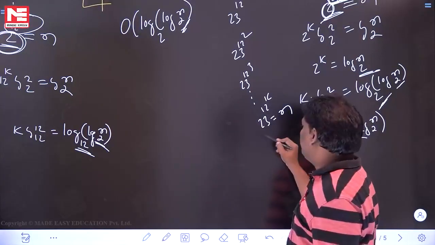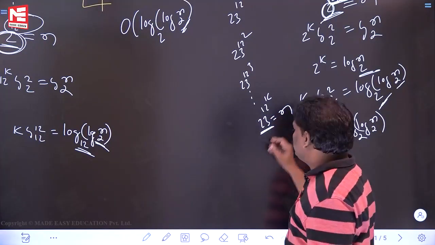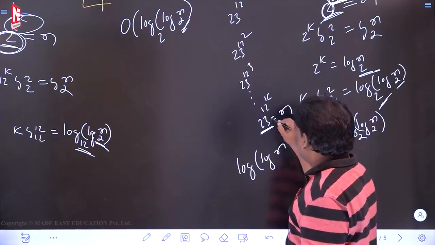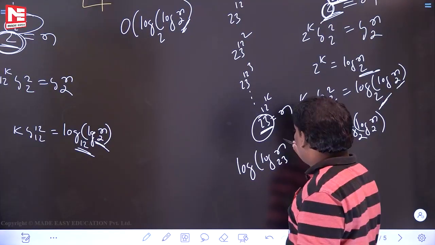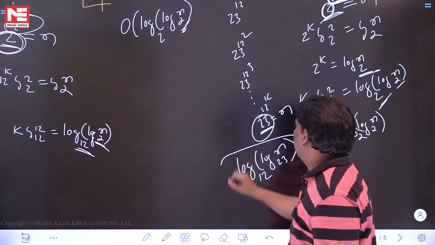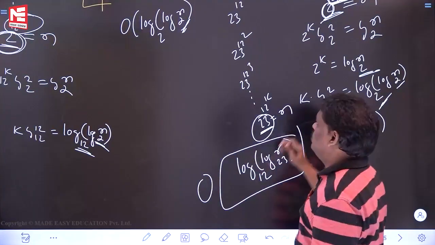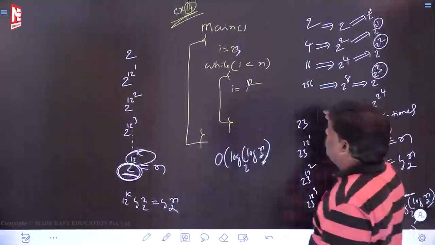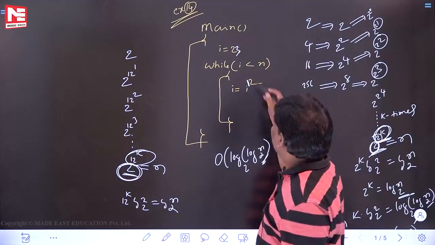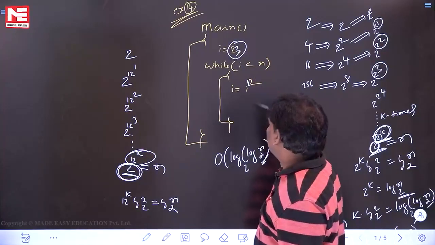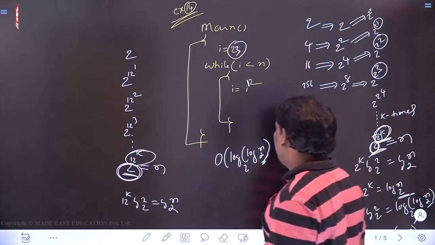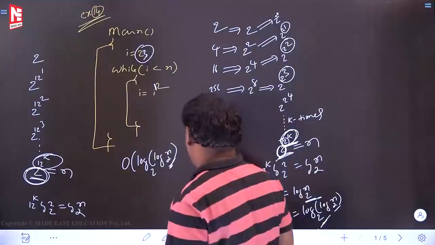Now if you apply, the first base is the inner base, the outer base is 12. The final answer is going to be log of log n. What is the inner base? 23. Outer base 12, right, like this. Big O, the time complexity of this problem is going to be log of log n, inner base 23, outer base 12. I am thinking that you are really comfortable, right? Let's see one more story also.